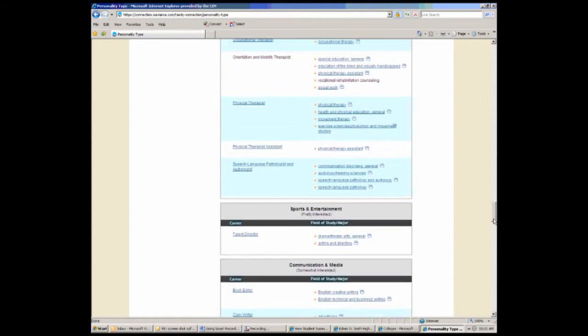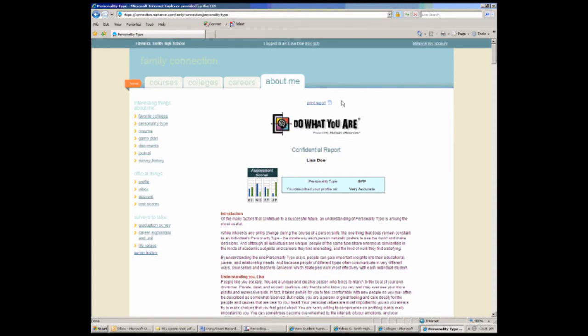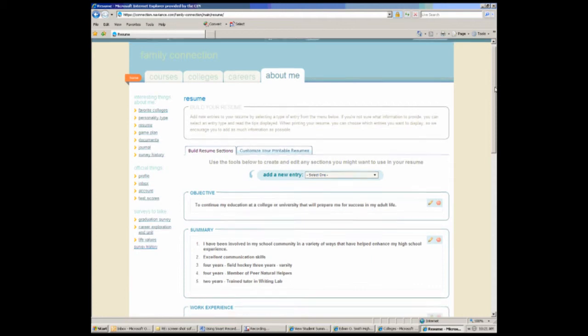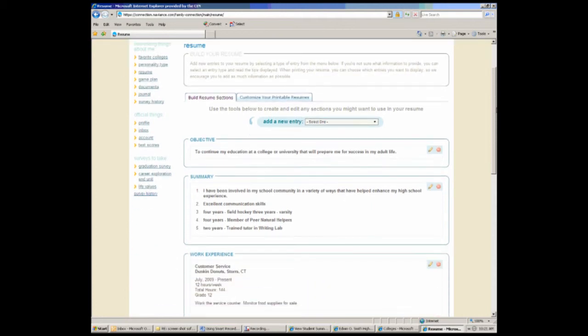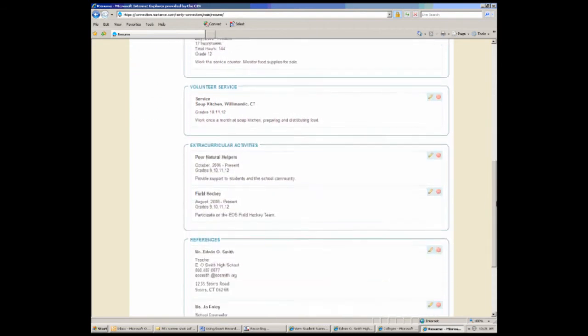So again, the student can click on any of these and access the information in a similar way to what you had seen just moments ago with the Careers tab. A student can also complete a resume, and it's done quite easily with the template that Naviance provides. This is Lisa's resume that she completed, and she can actually download and print it.